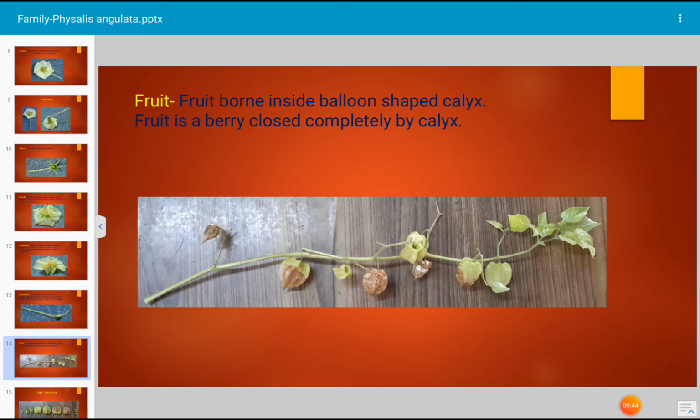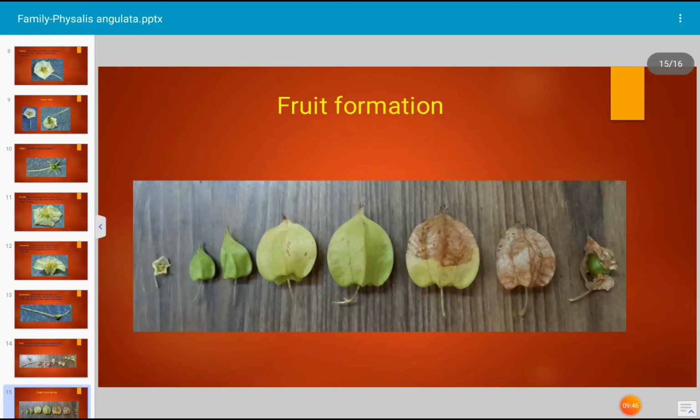Next. These are the stages of development of the fruit shown in the photograph. This is the photograph of the fruit of Physalis angulata, family Solanaceae.